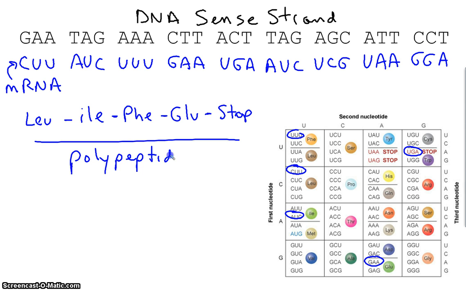If you want a little bit of extra practice, you can pause the video and you could translate the last 4 codons if you wanted. But hopefully now this gives you an idea of how we can go from DNA to RNA to our polypeptide strand right there.